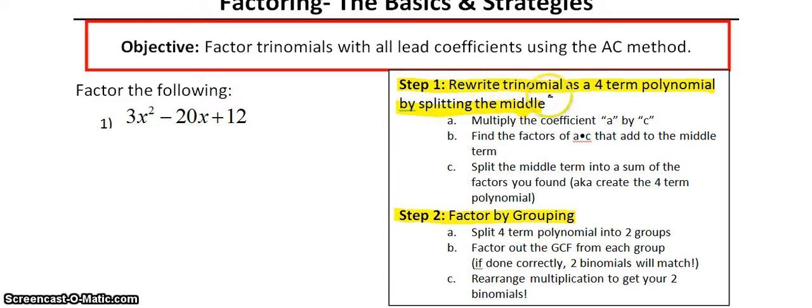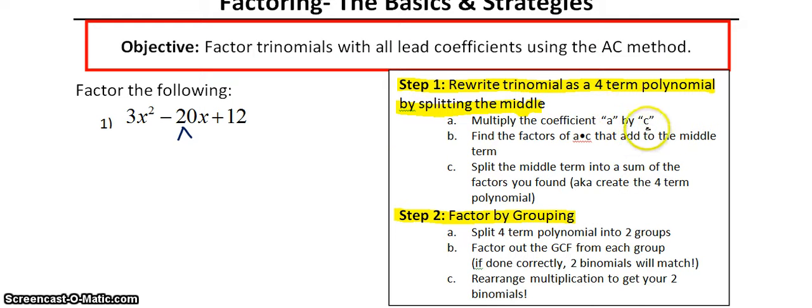So our first step is to rewrite the trinomial here as a 4-term polynomial. We're going to do that by splitting the middle. What split the middle means is you're going to split the middle term into a sum or difference of 2 other terms. So I could split this into, for example, negative 10x plus negative 10x. That would be equivalent to negative 20x. We can't just pick any term we decide, though. We have to be strategic so it winds up working when we factor it. And that's where these steps come in.